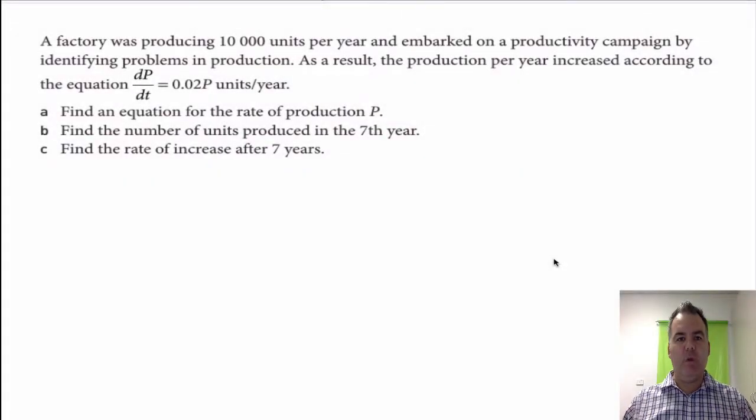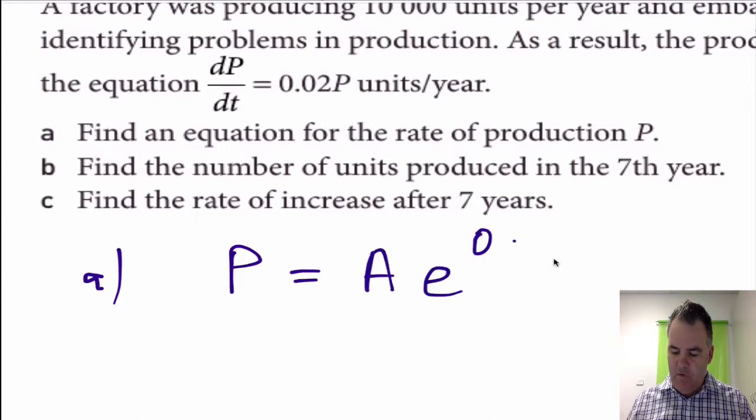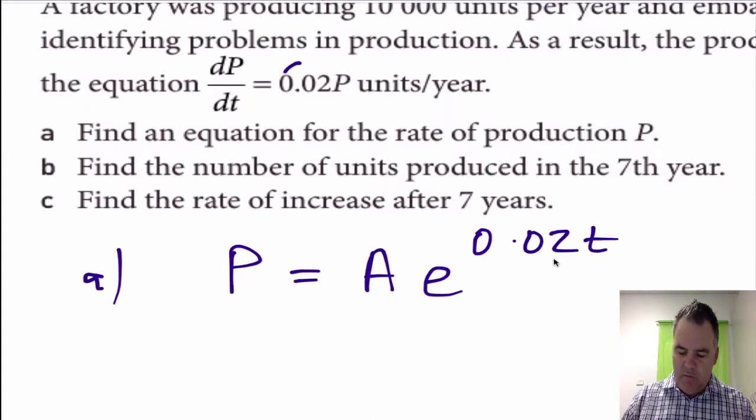A couple of examples quickly. We've got a factory producing 10,000 units per year that embarked on a productivity campaign by identifying problems in production. As a result, the production per year increased according to that equation. So you're looking out for something where the derivative is k times P. We know straight away the form of our answer. Find an equation for the rate of production. I know it's going to be P equals A e to the 0.02t in this case, and that 0.02 is coming from there. That's our value of k.